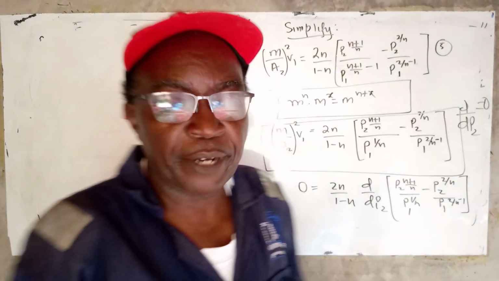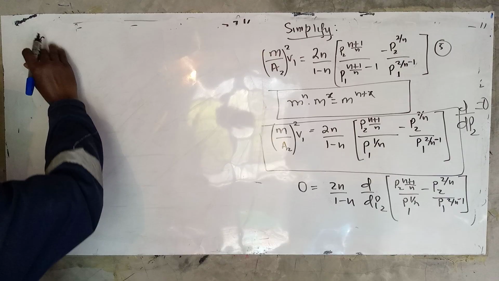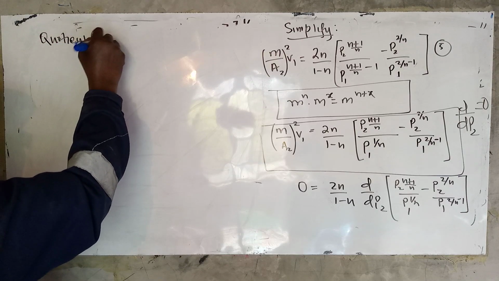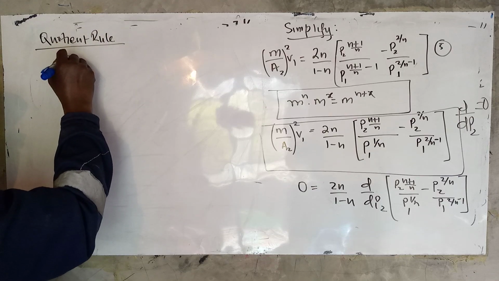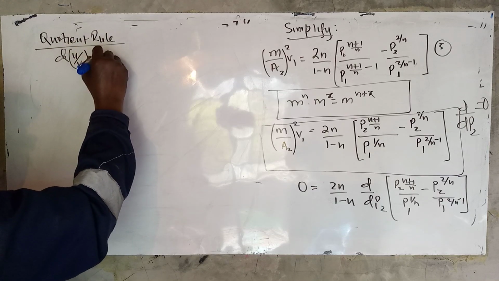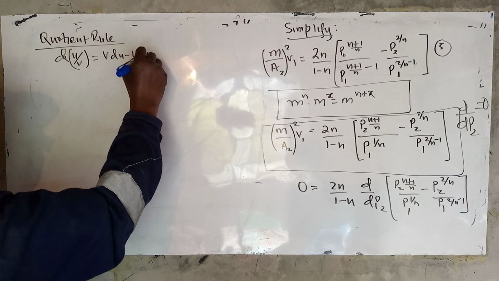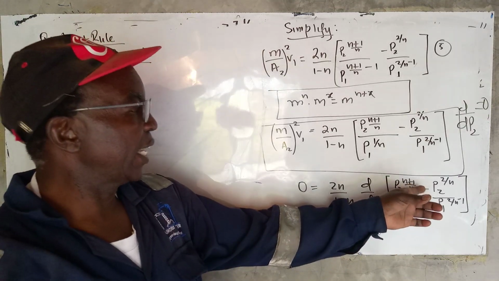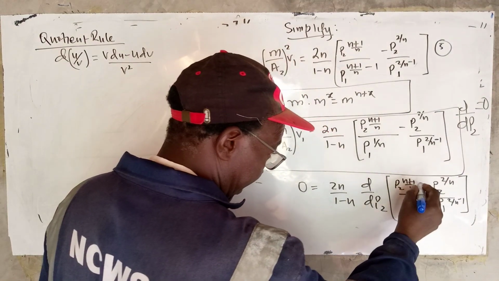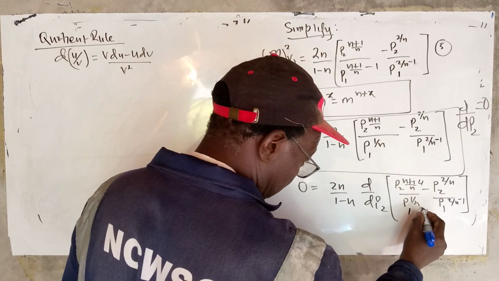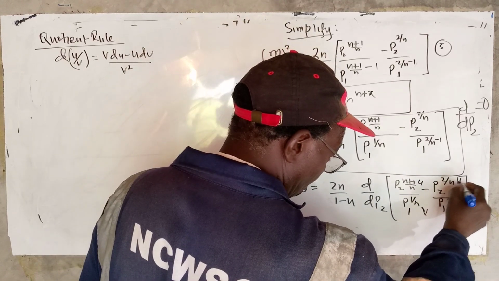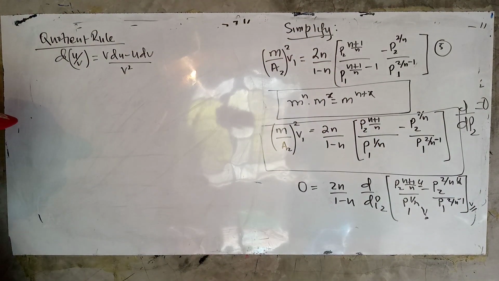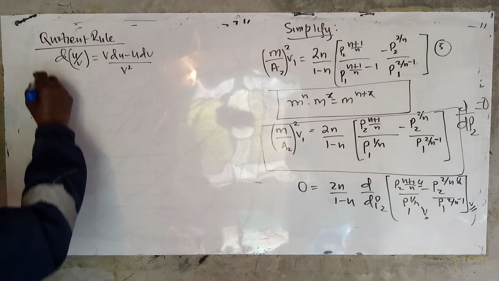We have used the product rule repeatedly. Let us use the quotient rule. And the quotient rule is very simple. d of u over v will simply be v du minus u dv over v squared. We can consider the numerator here as u, and that as v. So we apply the quotient rule.